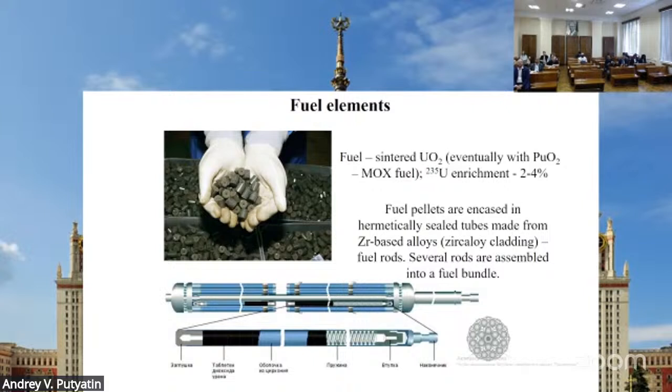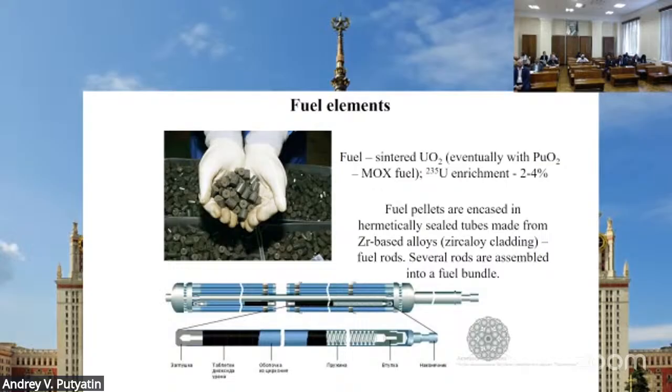fuel pellets. Of course, you are probably well familiar with this issue, but nevertheless, nowadays the nuclear fuel is usually sintered uranium dioxide. Sometimes a mixture with plutonium dioxide is also used, so-called MOX fuel, mixed oxide fuel. And normally the enrichment of uranium fuel in uranium-235 is approximately 4% now. No, between 2 and 4%.